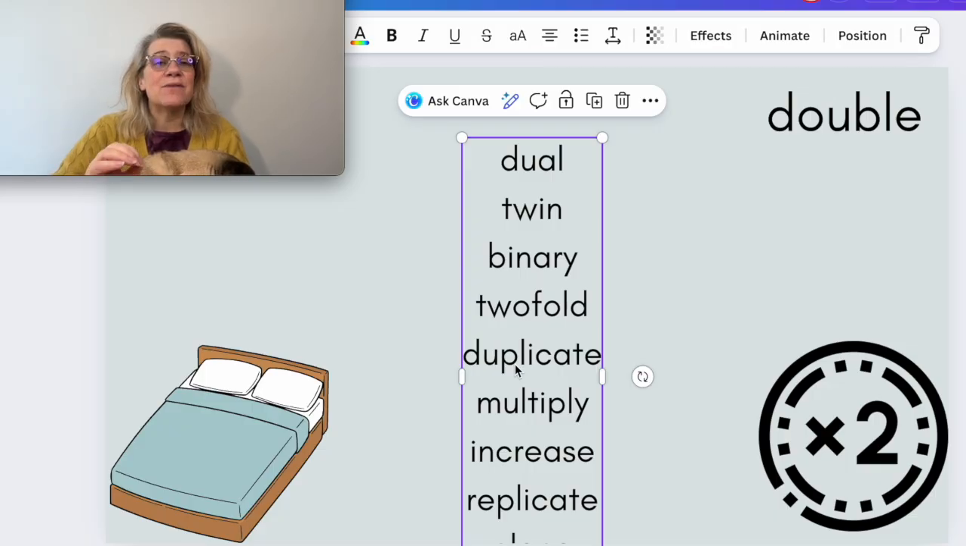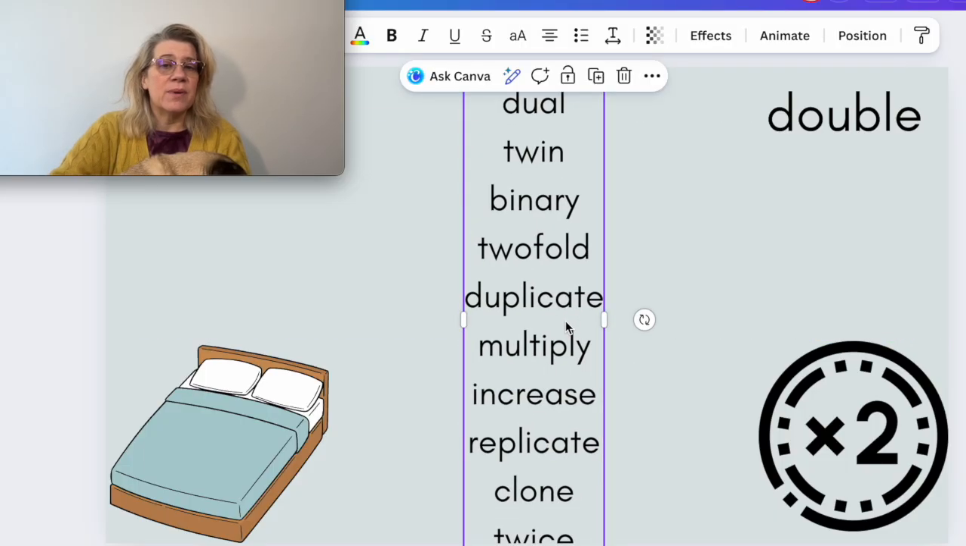If I say it as a verb, I'm going to say duplicate. Usually if we have this -ate ending on the end of an adjective or a noun, we say it one way, and if we have it on the end of a verb, we say -ate. So duplicate if it's not a verb, duplicate if it's a verb.